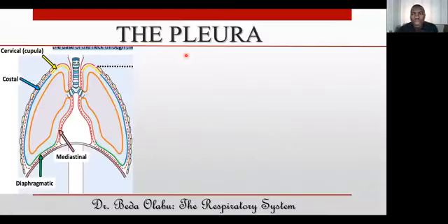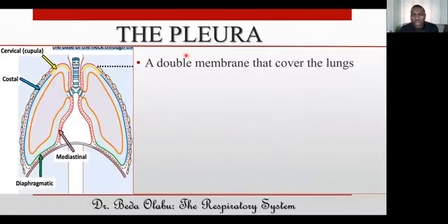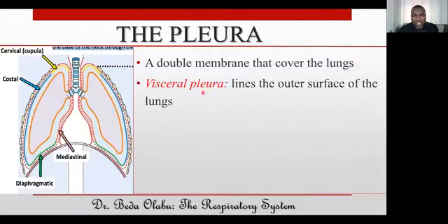Let's begin with the pleura. The pleura is a double membrane that covers the lungs. When it says a double membrane, it means that there's an inner layer and an outer layer. The inner layer is called the visceral pleura. This visceral pleura lines the outer surface of the lung. It is very intimate with the lung surface.